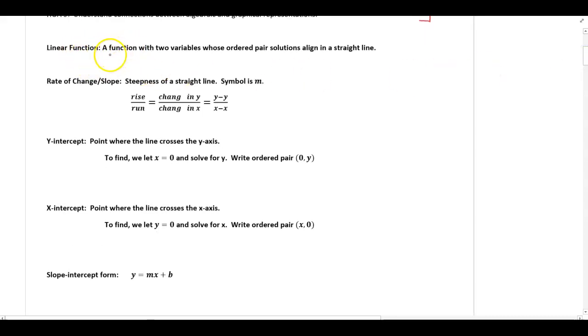linear function. A linear function is a function with two variables whose ordered pair solutions align in a straight line. If you remember from freshman year, all first semester you dealt with linear functions, which were basically the arithmetic sequences that you guys worked with, okay? Now, all of these linear functions have what we call a rate of change or slope, which represents the steepness of the straight line.